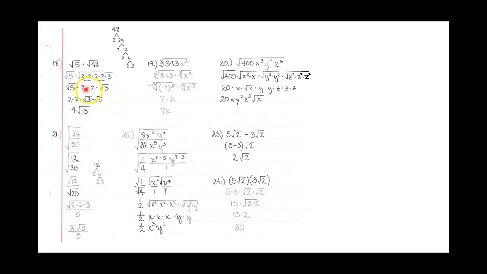Now, I'm going to put together the things that are on the outside of the radical and the things that are still underneath the radical. And so 2 times 2 would give me 4. And square root of 3 times square root of 5 would give me square root of 15.